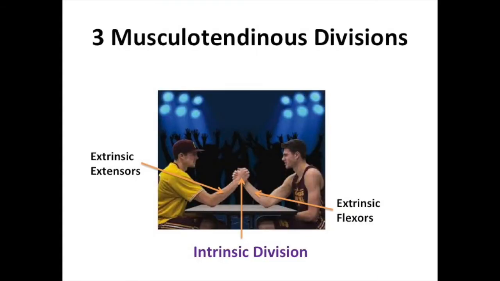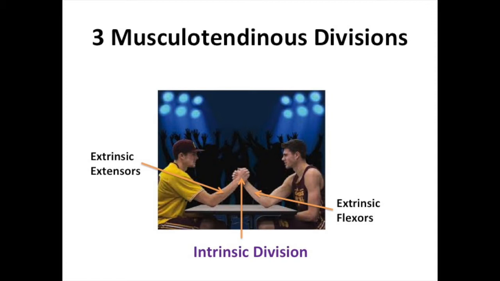There are 3 divisions of the musculotendinous system of the hand. The muscles of the intrinsic division have their origins and insertions within the hand itself. The muscles of the extrinsic extensors are located on the dorsal aspect of the forearm with their insertions down into the hand and wrist. The muscles of the extrinsic flexors are located on the volar aspect of the forearm with their insertions also within the hand itself.